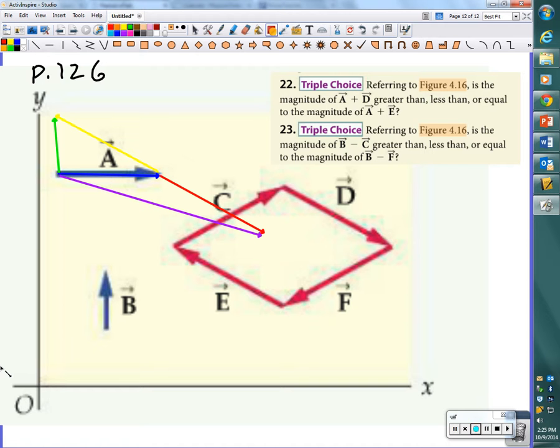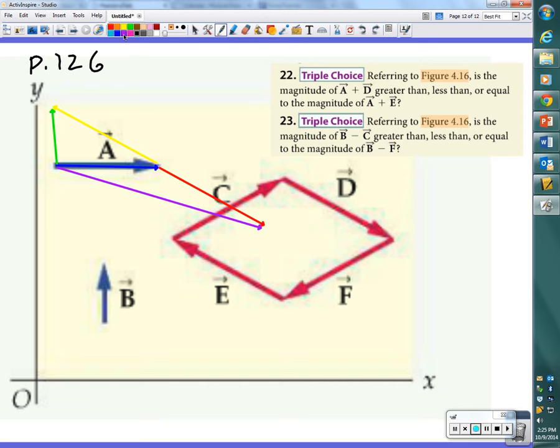This question is asking us specifically about what in those two resultant vectors? The magnitude. So Luke, what do we have to look at when we're looking at purple versus green? The length. So in this case here, which one has a greater magnitude? A plus D, the purple one, as opposed to the green one, which is A plus E. Right? So the question being, is the magnitude of A plus D greater than, less than, or equal to the magnitude of A plus E? It would be greater than. Okay? Simran, go ahead.